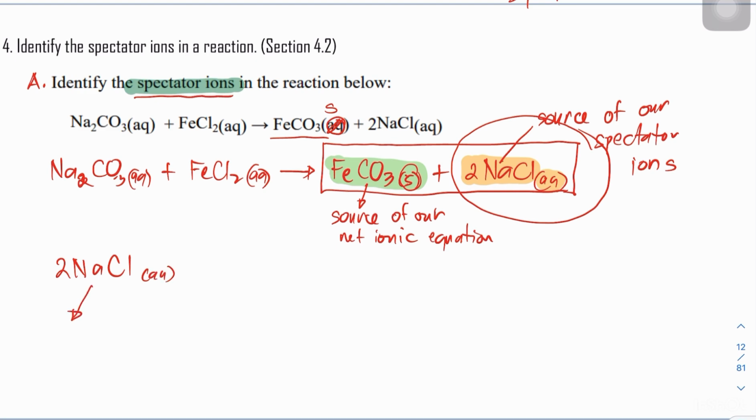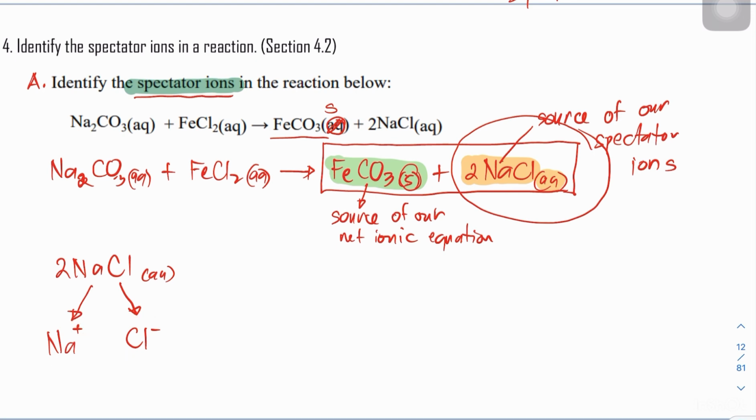So this will break down into Na plus. How do you know that this is an ion? There is already a charge, positive. So that is one ion. The other one will break up into Cl minus. That is also an ion, so that is our second ion. It breaks up into Na and then Cl.